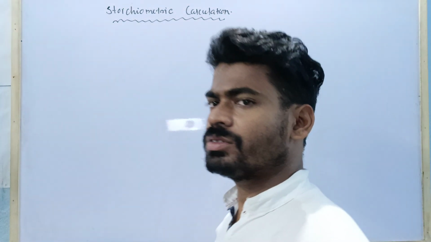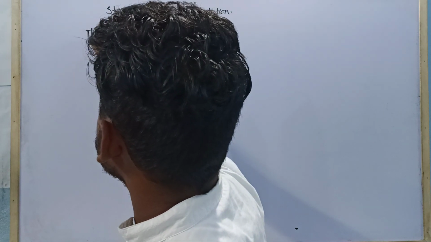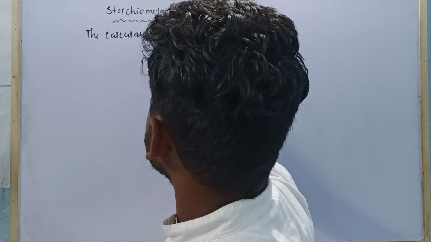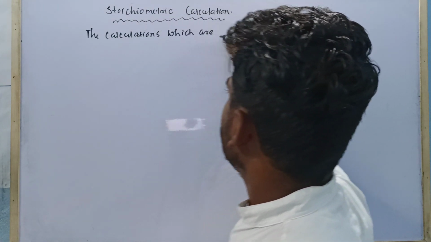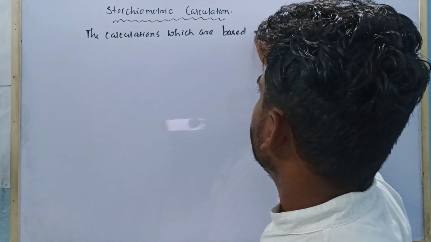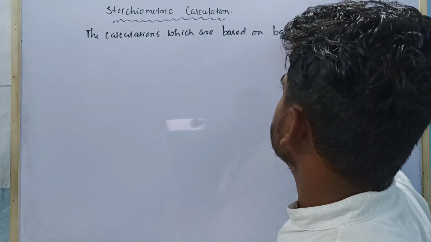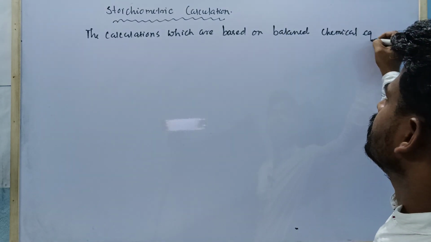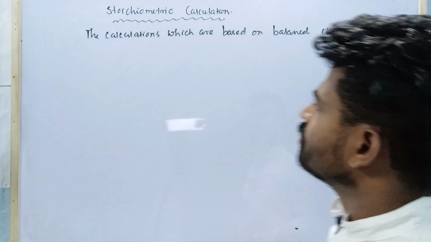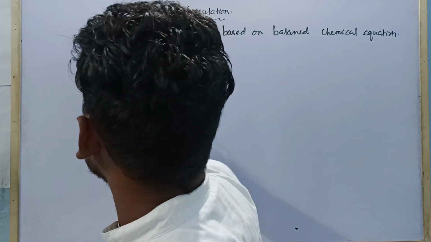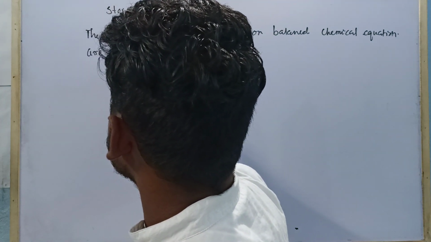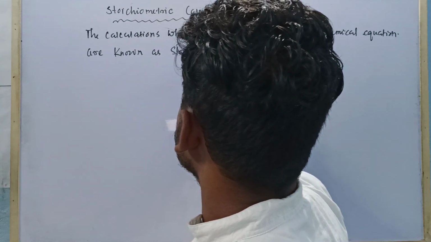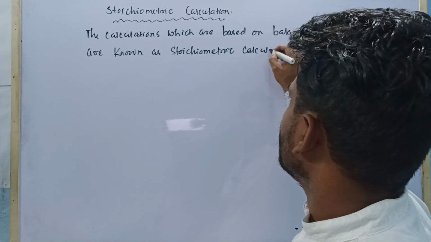So the calculations which are based on balanced chemical equations are known as stoichiometric calculations.